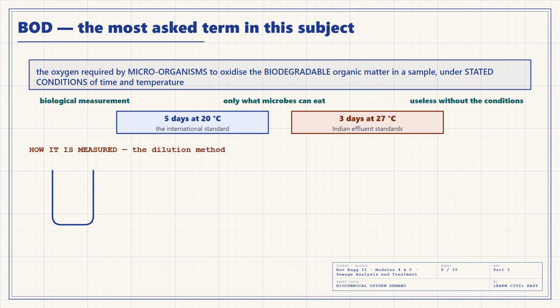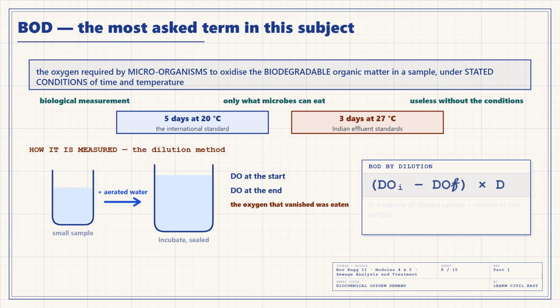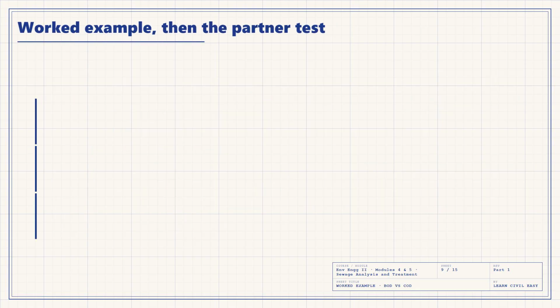Sewage holds far more organic matter than the oxygen in one bottle of water could ever satisfy. So we dilute the sample with well aerated water. We measure the dissolved oxygen at the start, seal the bottle, incubate it, and measure the dissolved oxygen again at the end. The oxygen that disappeared was eaten, so BOD equals the drop in dissolved oxygen multiplied by the dilution factor. Let us do one.